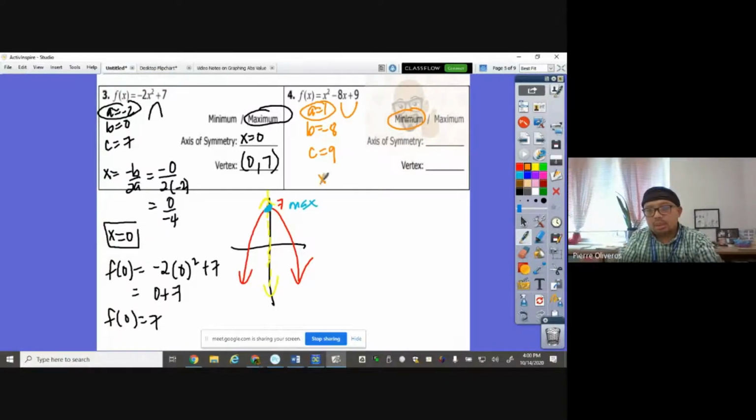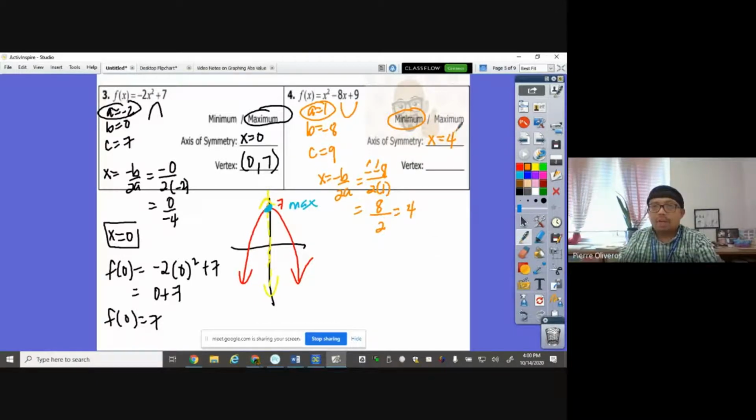To get the axis of symmetry, x equals negative b over 2a. B here is negative 8, so negative negative 8 over 2 times 1. 2 times 1 is going to be 2, but negative negative will be positive 8. 8 divided by 2 is 4. So therefore, the axis of symmetry is x equal to 4.